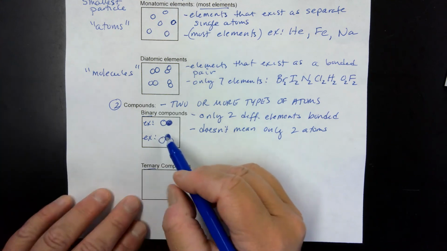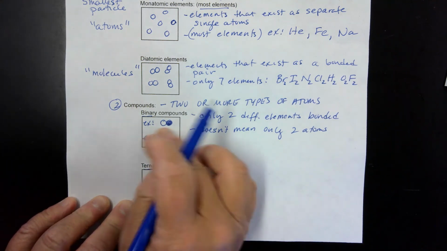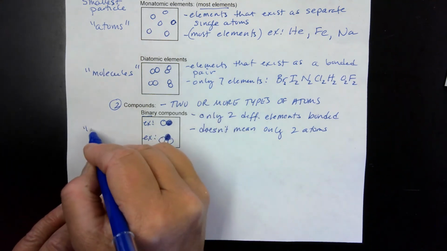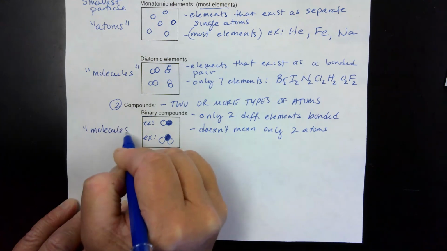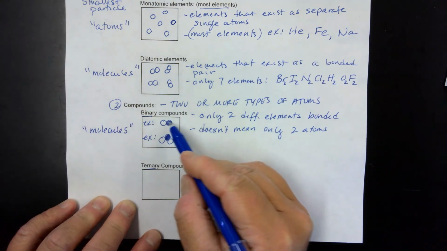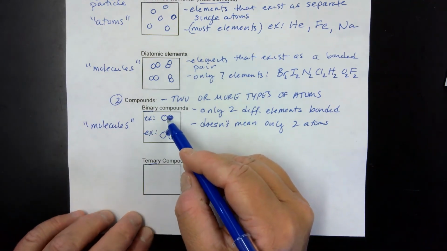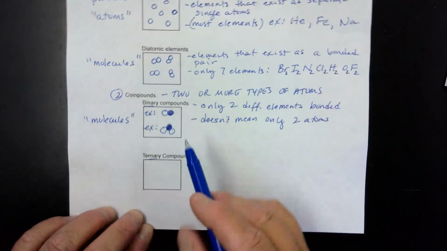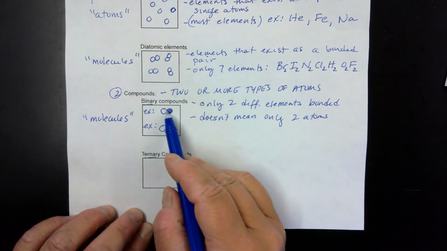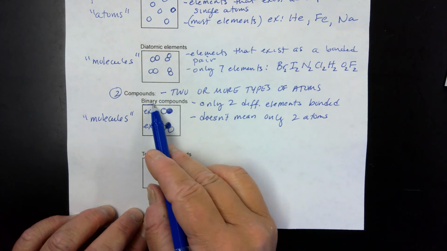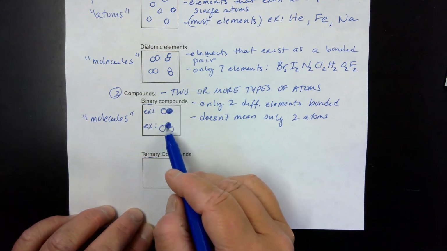Okay. Either way, the smallest particle of this type of binary compound, we have to refer to each one of these particles as a molecule, right? Because a molecule is when you have 2 or more atoms stuck together, it doesn't matter what they are. But this particle we would refer to, this would be a molecule of a binary compound. This would be a molecule of a different binary compound.